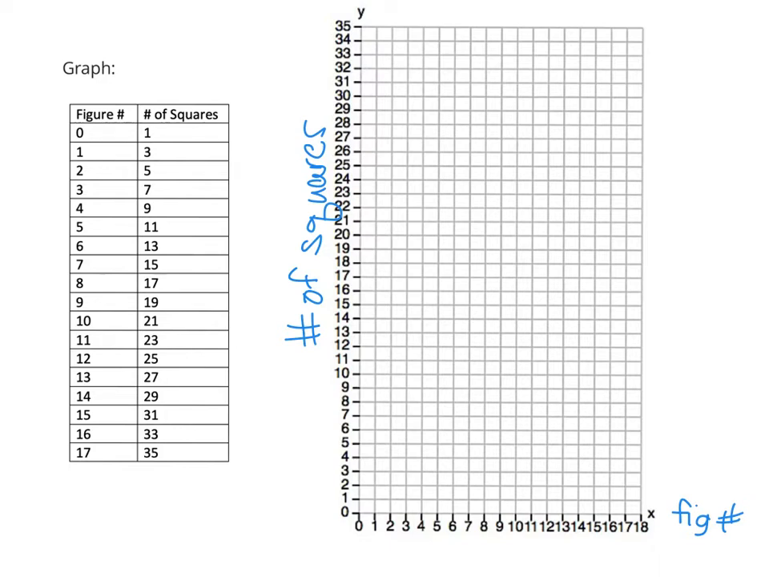So 0 is at 1. My dots are going to be a little bit off. 1 is going to be at 3. 2 is going to be at 5. 3 is going to be at 7. Oops, I probably should say 3. 4 is going to be at 9. And I'm going to keep going up and graph all of these points, and then I'm going to connect them with a nice smooth straight line. So take a minute, hit pause, and complete the graph.